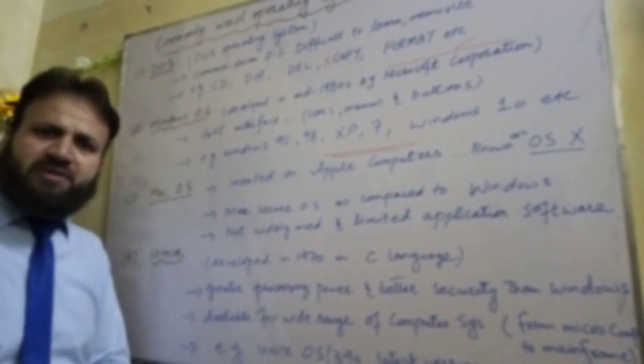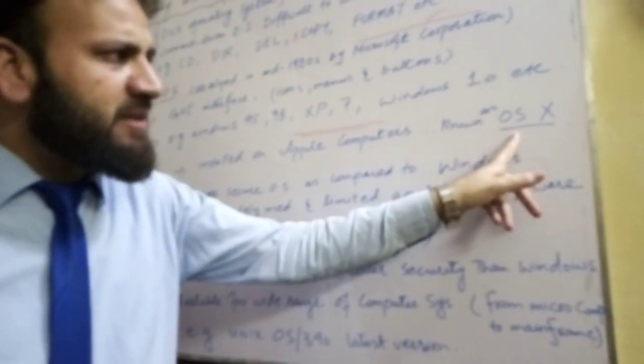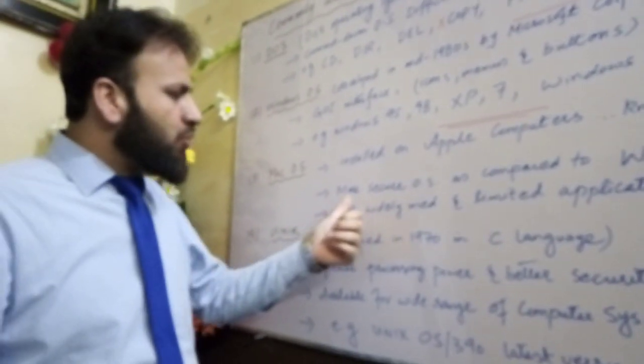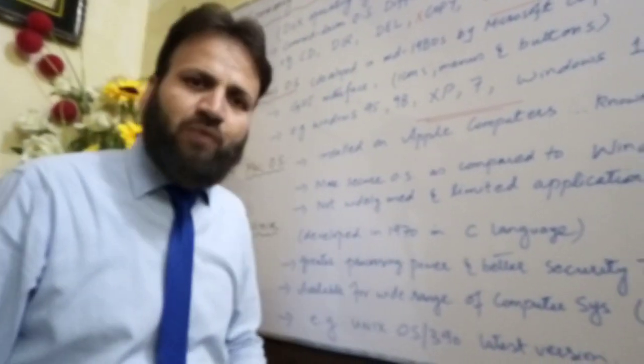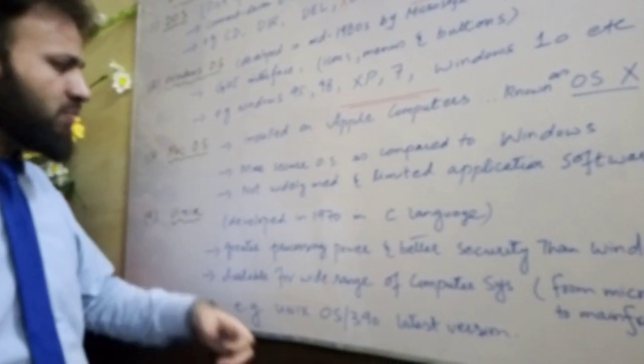Third, the Mac operating system, Macintosh. It is used for specific purposes. Generally, it is installed on Apple computers. Apple is the company that manufactures computers for specific purposes. It is also known as OS X. It is a more secure operating system as compared to Windows. It has some specific features, some specific commands, therefore it is more secure.